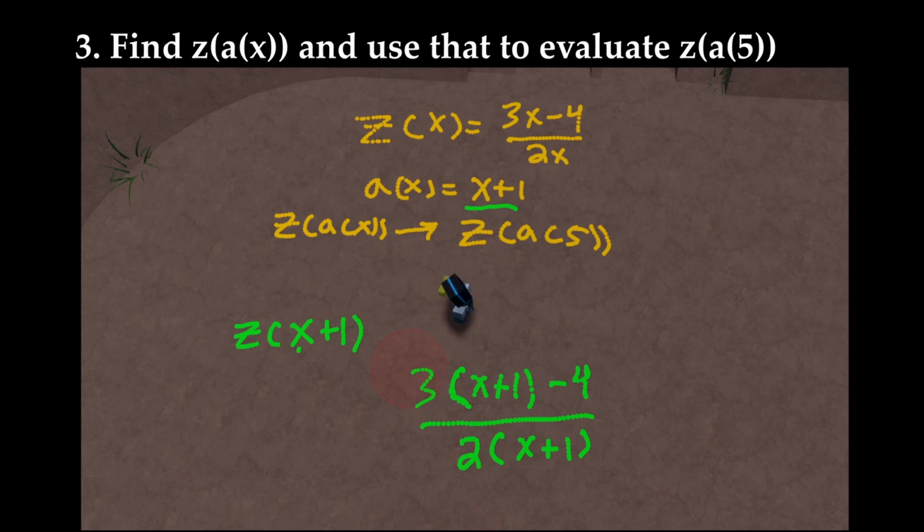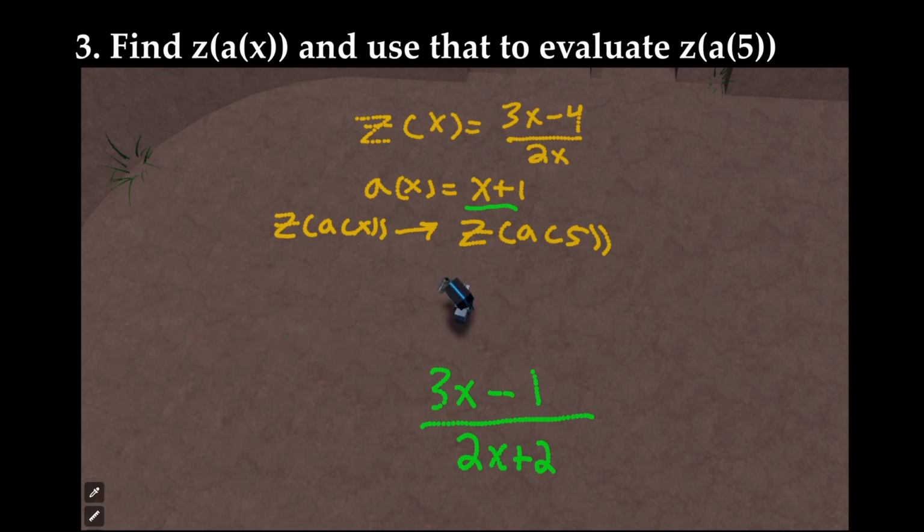So let's distribute that 3. We'll have 3 times x, which is 3x, and then 3 times 1, which is plus 3. And then 2 times x is 2x. 2 times 1 is just 2. So we'll have 2x plus 2 on the bottom. And then 3 minus 4 is just negative 1. And then that's it. That's just z of a of x. So let me just rewrite this here. 3x minus 1 divided by 2x plus 2. We have found z of a of x.